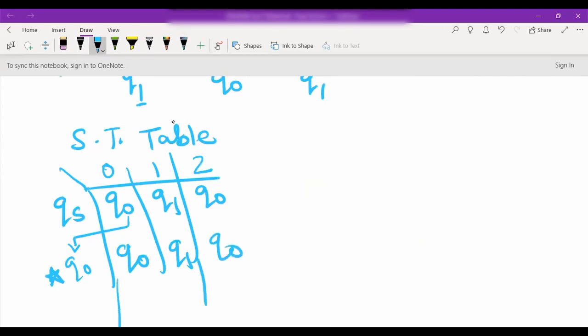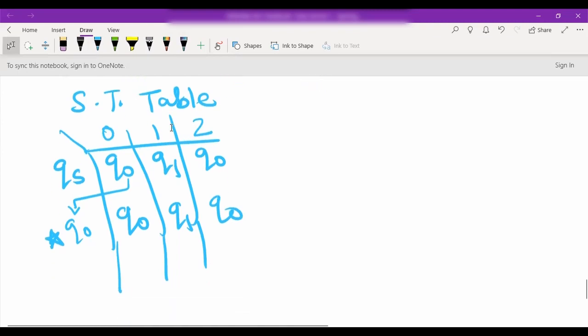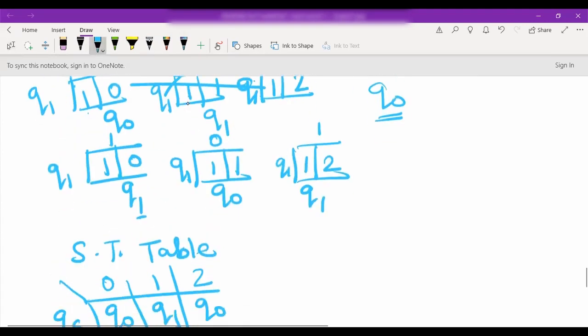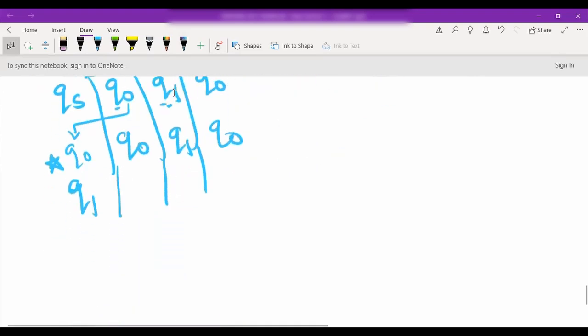Now, which will be your current state? The current state is what is present in your table as the resultant state. So we had considered Q0 first. Now we'll consider Q1 as a resultant state. So now Q1 with 0. Q1 with 0 is number 3. So it is producing remainder 1 and is going to the resultant state Q1.